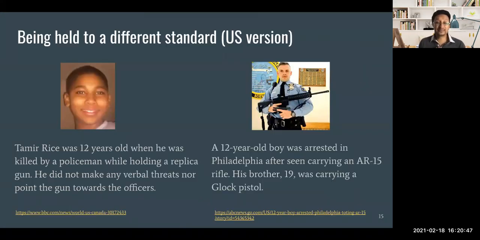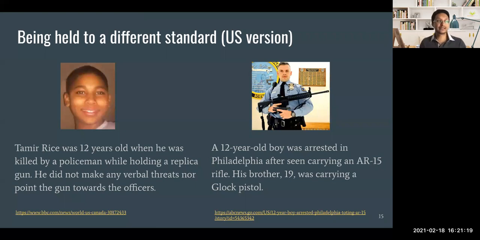One of the big things is being held to a different standard. I say US version because I had an Australian version, and this was done before all the things that had happened in the US since June, July from last year. But again, when you're looking at being held to a different standard, what you're really asking is, when someone does something, do we punish them or do we forgive them? And it's a really great way of working out if you're being held to a different standard.